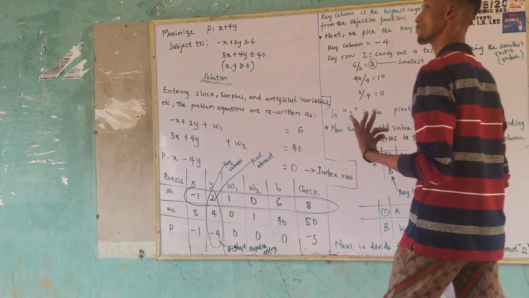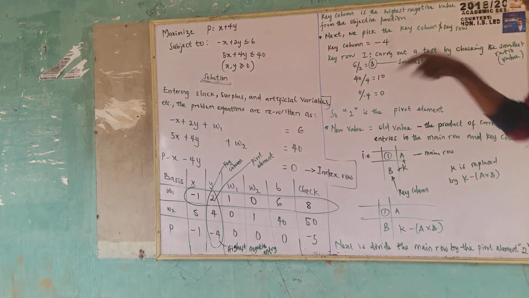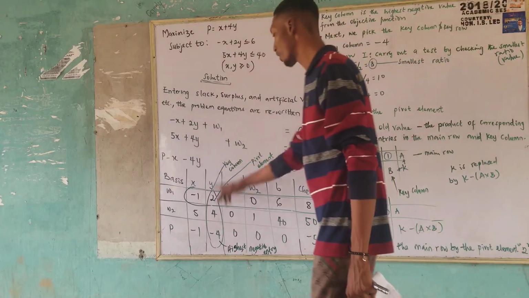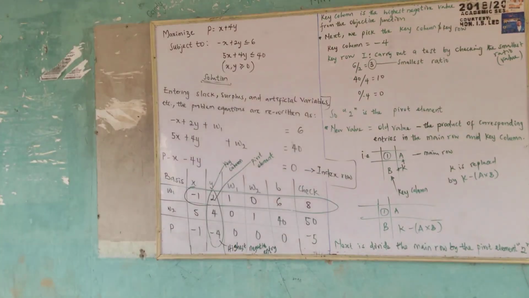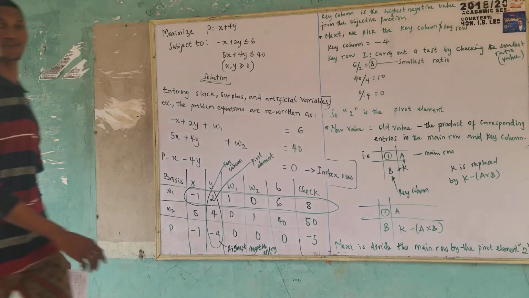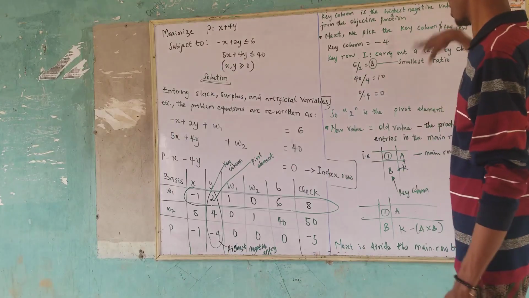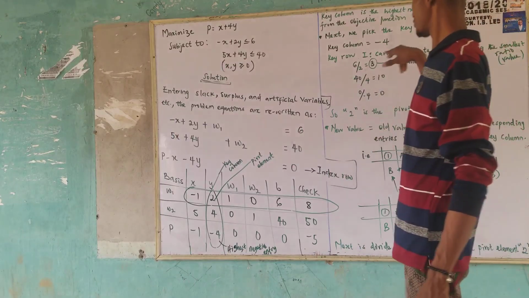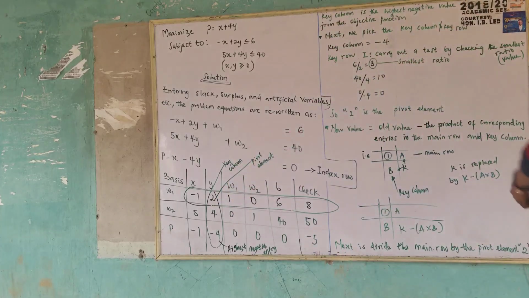Now with my key row, I know my pivot element as what? Since I know my pivot element as 2, you see I got to my key column by knowing the highest negative value. The next thing is to obtain my key row: I first of all test, and when I test for the smallest ratio, I obtain 3. So 2 is the pivot.